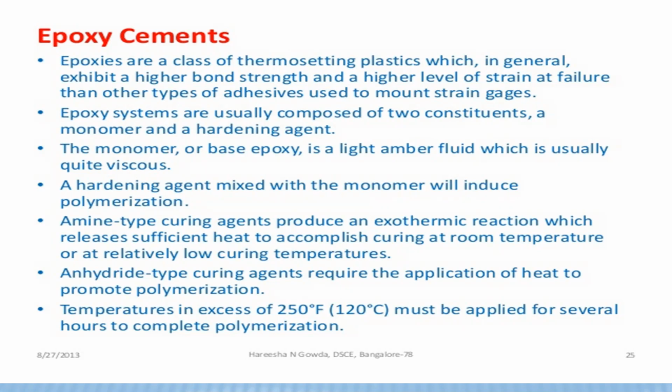Okay, so epoxy systems are usually composed of two constituents: a monomer and a hardening agent. One is the monomer and the second is the hardening agent. The monomer or base epoxy is a light amber fluid which is usually quite viscous in nature. The monomer material is an epoxy material and a light amber fluid.